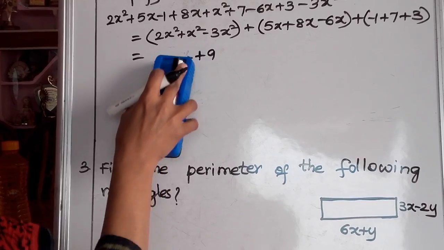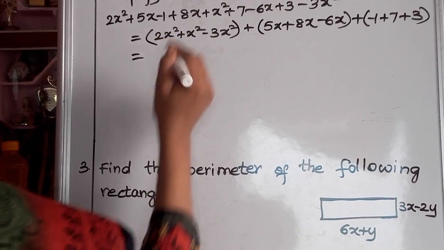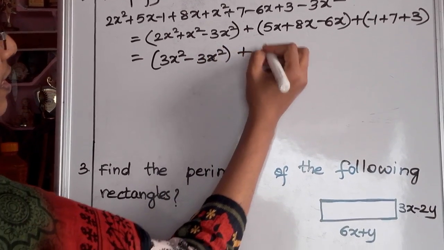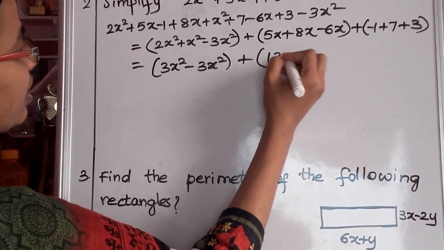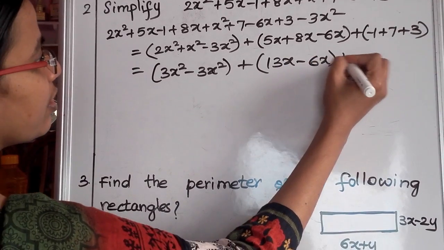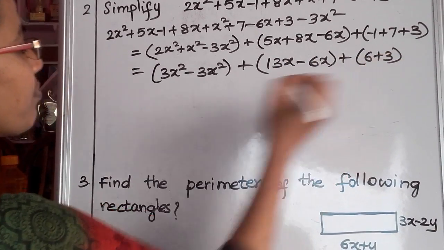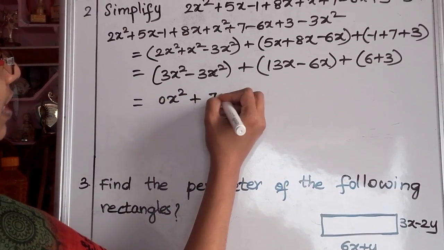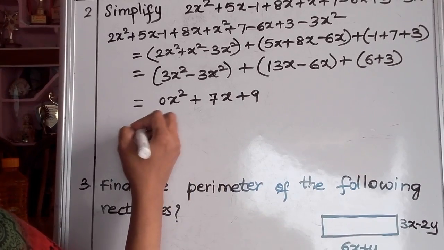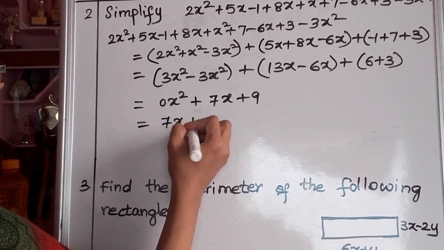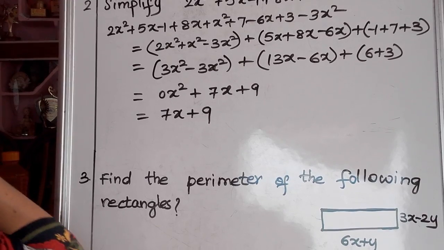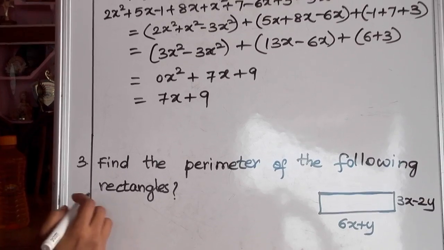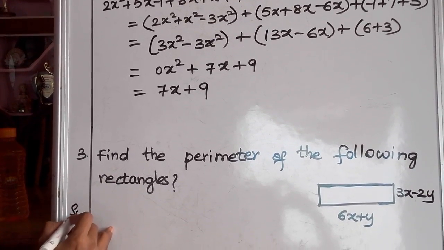Or if you want, you can expand this. This is 3x square minus 3x square. This is 13x minus 6x plus 6 plus 3. So this is equal to 0x square plus 7x plus 9. The x square term is not there, so you can write it as 7x plus 9. This is the simplified form of this. Understood this? Now let us do the third problem.